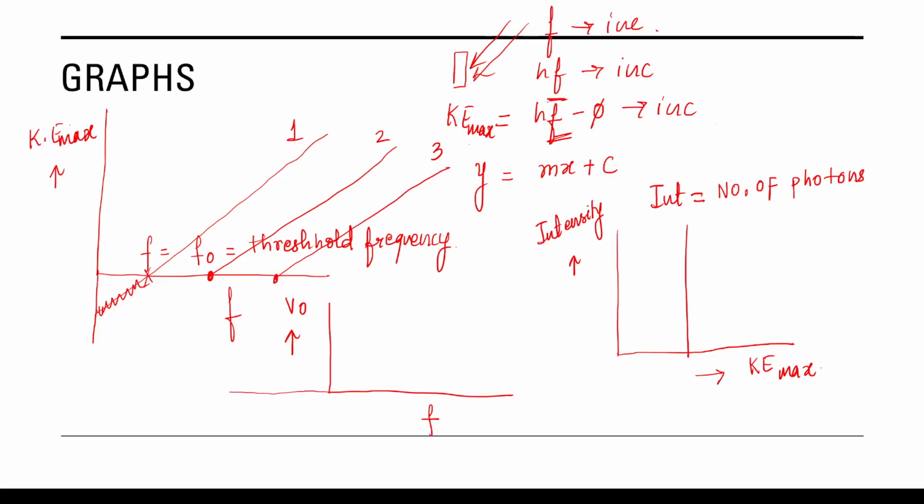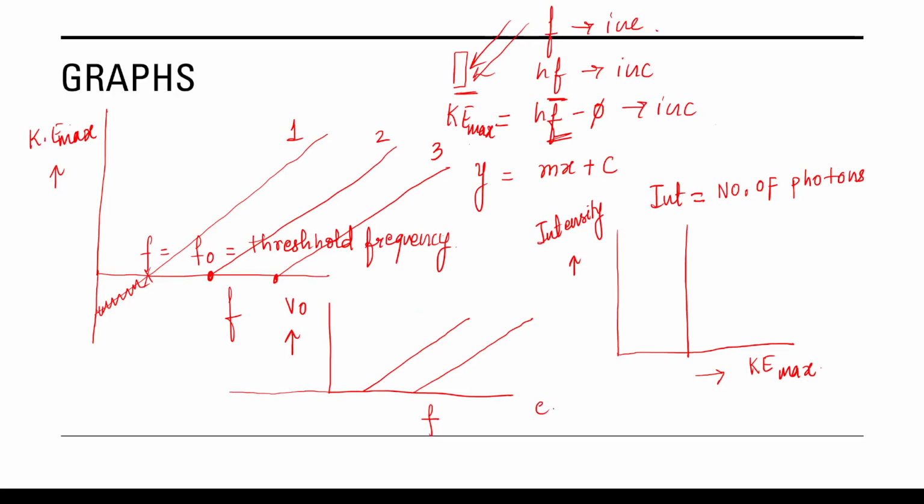When I increase this frequency, the kinetic energy increases, so obviously the stopping potential will also increase, right? So if I'm increasing the frequency, is my stopping potential increasing? Yes. So again, I'll have a similar graph as kinetic energy, because V0 is nothing but Ke. Only thing is, it'll have a different gradient.